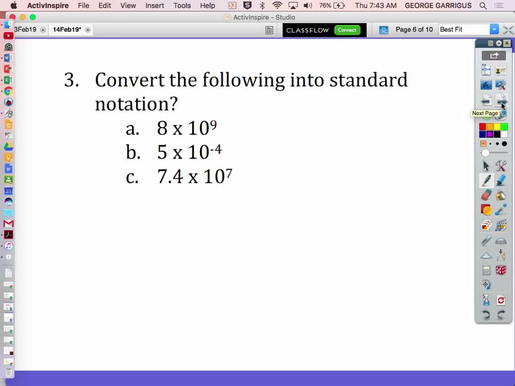Number 3, convert the following into standard notation. Now we're doing the opposite of putting things into scientific notation. We're going to take them out of scientific notation. 10 to the 9th power is a very large number. Okay, so we're going to write 8 and then 9 zeros. 1, 2, 3, 4, 5, 6, 7, 8, 9.